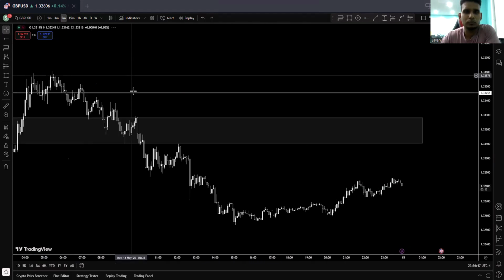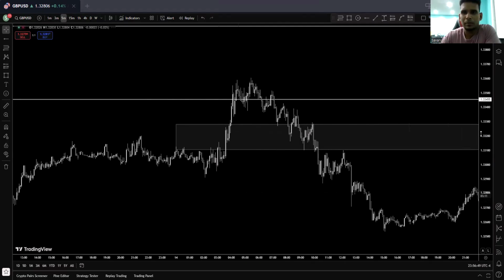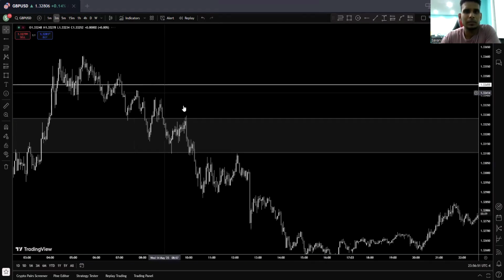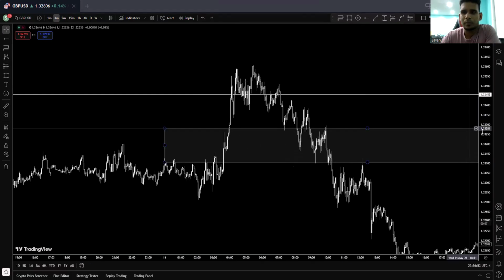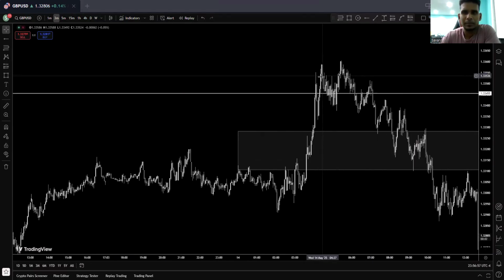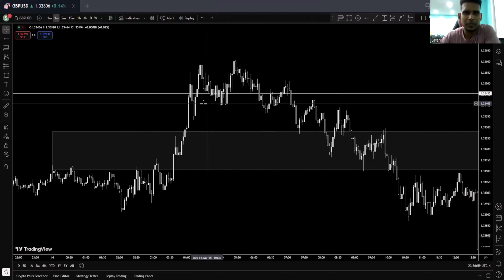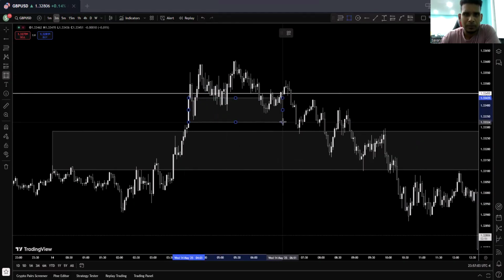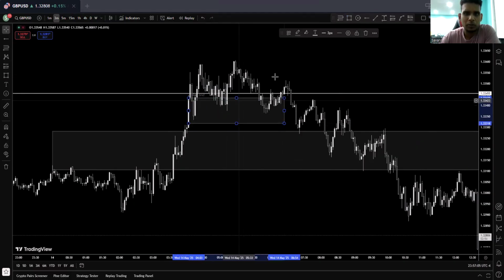I went all the way down to 5 minutes, and then 3 minutes. It's very clear what happened. Some sort of liquidity has been taken. This should be the first leg. This is the fair value gap, a recently formed fair value gap that is holding the price.